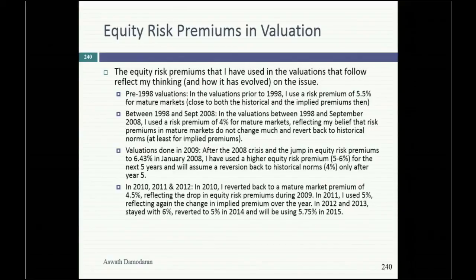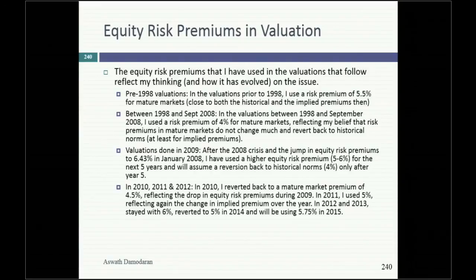Now, to save myself some trouble, on one of the inputs you're going to see in all of these companies: every discounted cash flow valuation requires an equity risk premium. So I'll give you my priors and what you're going to see in all these valuations, so I don't have to keep saying it for every valuation. Pre-1998 valuations, I think there's one company that's a pre-98 valuation, I used to use a historical risk premium to value companies. I used to use around 5.5%.